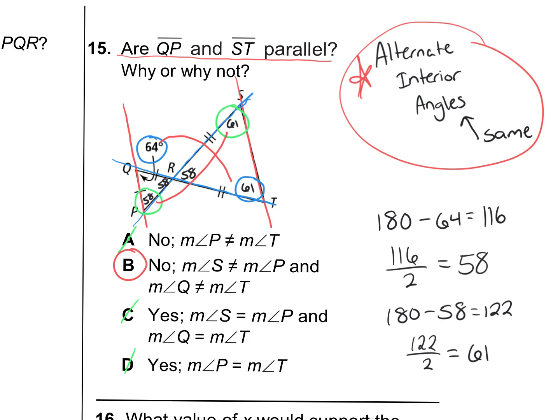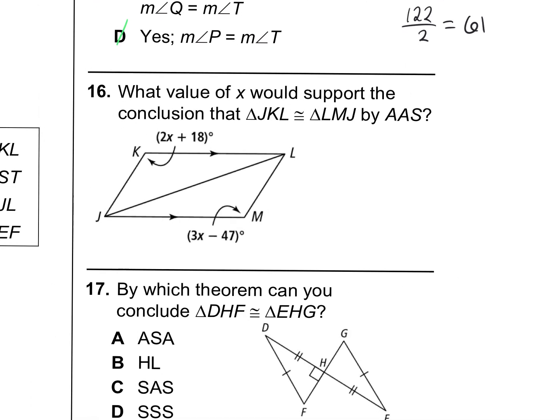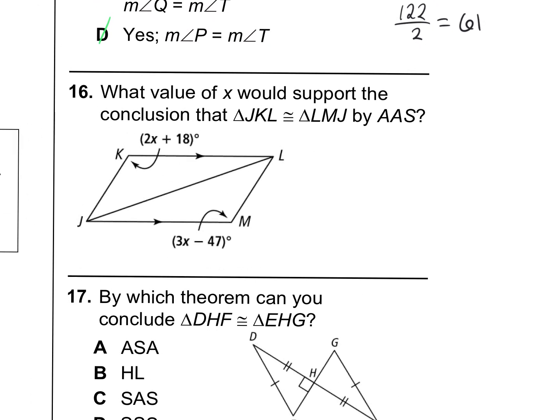Okay. Number 16 says, what value of x would support the conclusion that these two triangles are congruent by angle side? This theorem means that they have an angle that's the same, two angles that are the same and a side that's the same. So what do I know about these two angles right here in order to satisfy that angle side? They have to be the same. So how do I set up an equation to solve for x? Set them equal to each other.